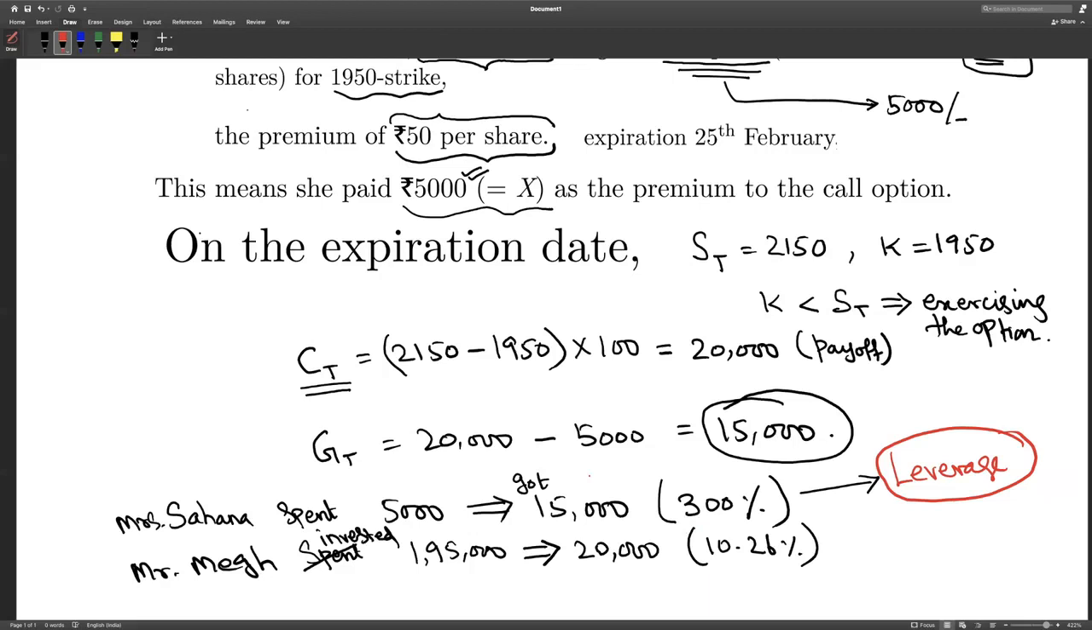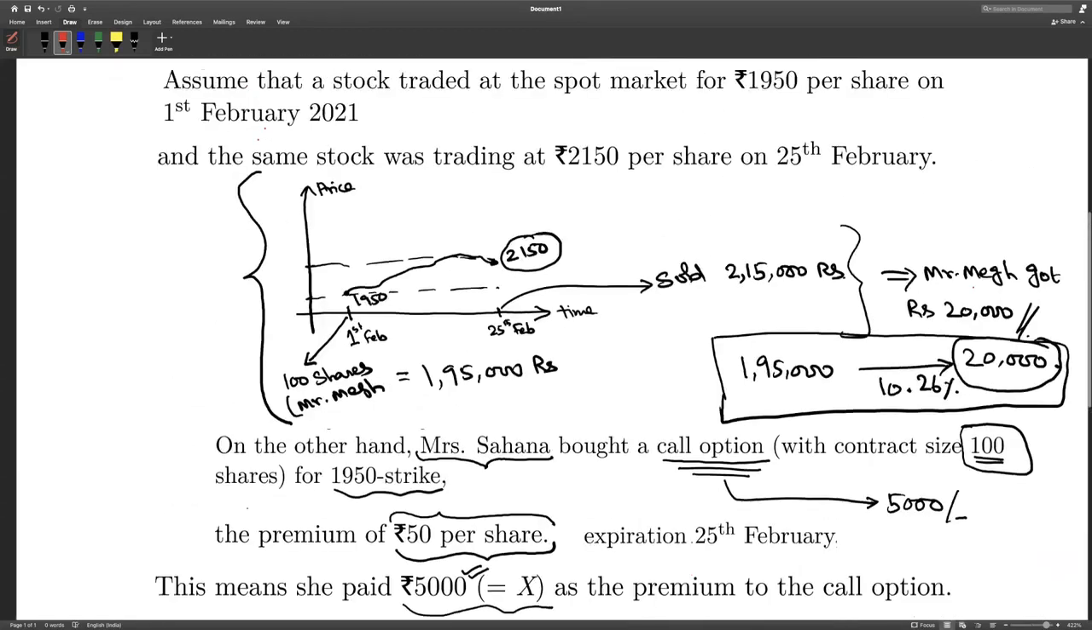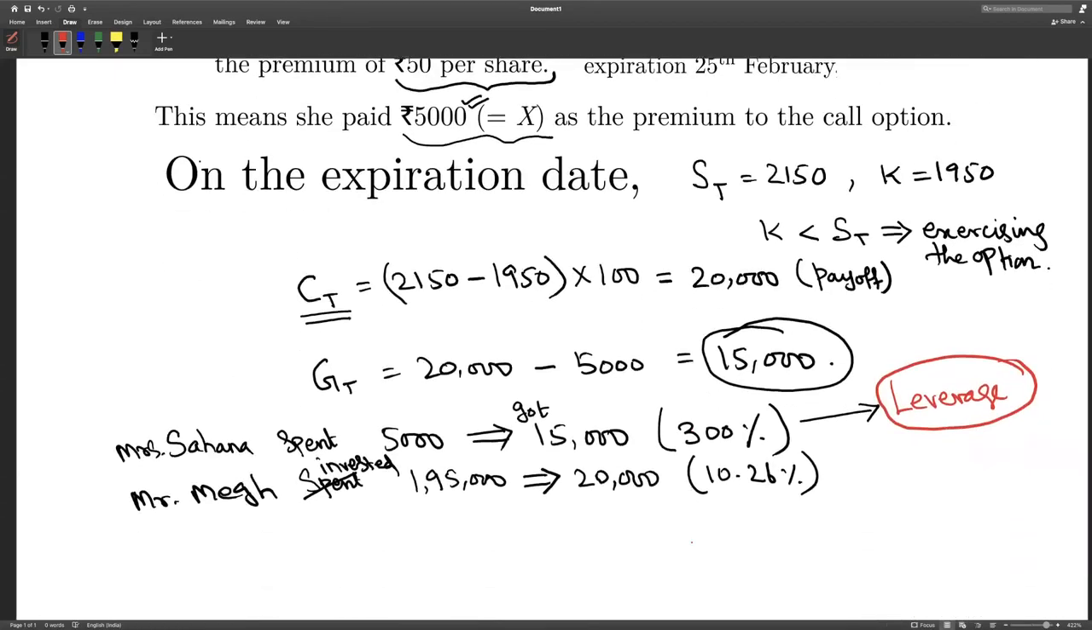But one has to be very careful that Mrs. Sahana took a huge risk in this trade. How can you see that? You see, the stock went up and therefore Sahana was in the money and therefore she got a successful trade through this option.